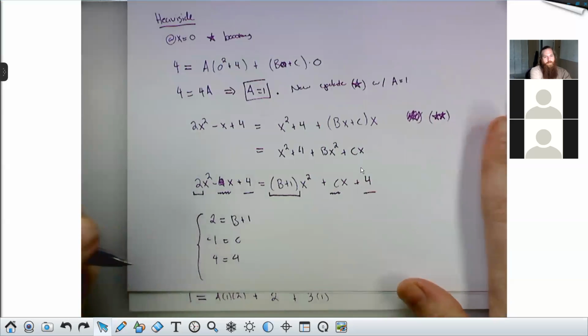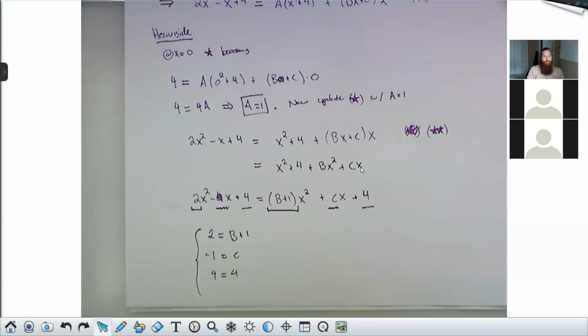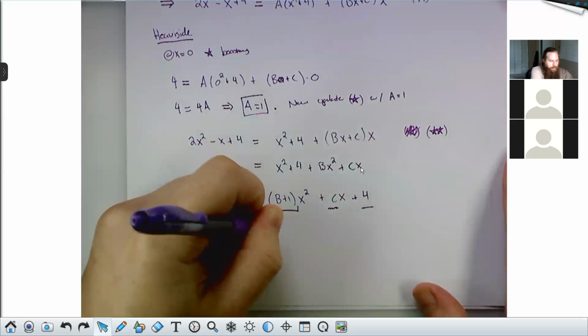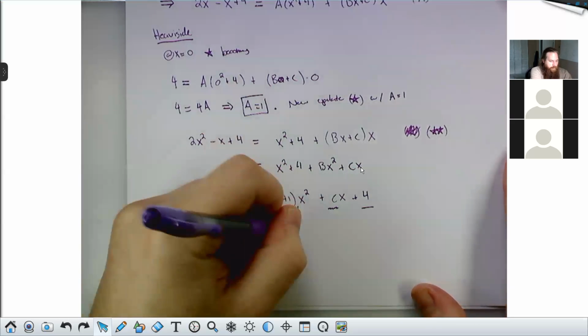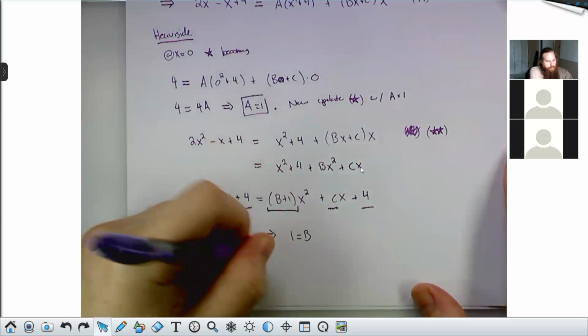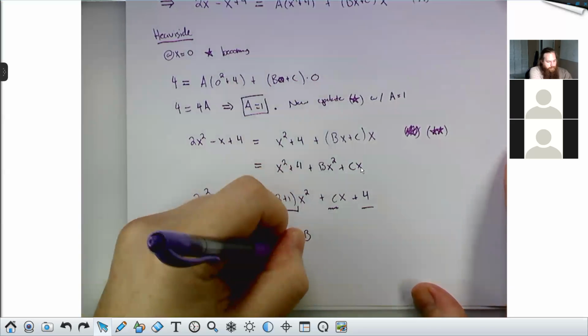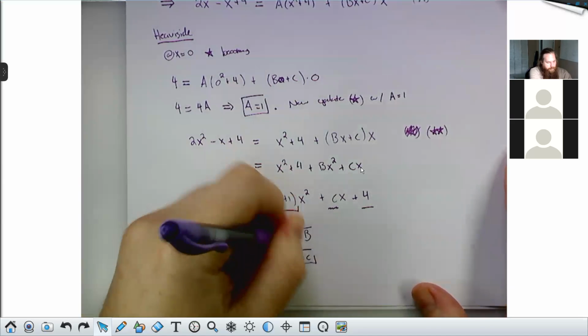That's a pretty simple linear system, don't you agree? In fact, we don't need to do any row operations. Equation 1 says 2 equals b plus 1, so subtract 1 from both sides, you get 1 equals b. Equation 2 just straight up tells me that c is negative 1. So here are the 2 remaining coefficients.